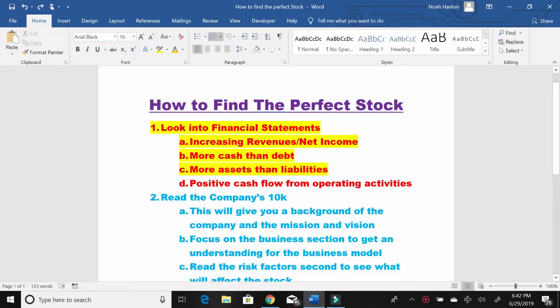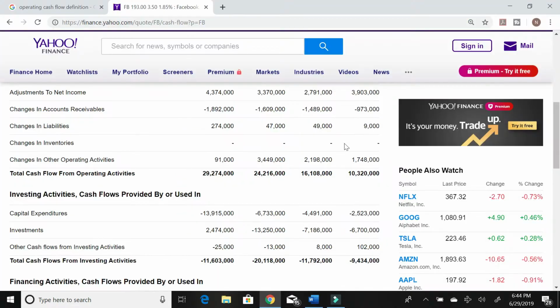The next thing that you're going to want to do when you're looking at a stock is see if they have positive cash flow from operating activities. The reason why you want to look at this is because it measures the amount of cash generated from business operations, and it's a very good indicator as to whether or not a company can grow or maintain its operations. Looking back to Facebook as an example, you can see that their total cash flow from operating activities has increased annually every year since 2015. So this suggests that they can still grow their business operations.